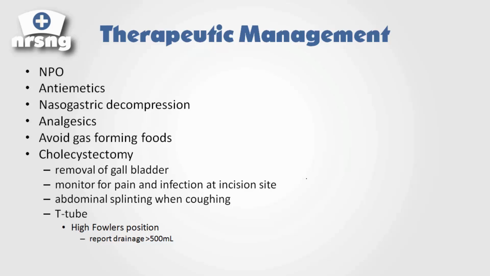So what's going to be our management for this? First of all, we want to keep our patient NPO. Keeping them NPO is going to decrease the stimulation for bile, which is going to eliminate that pain reaction, and it could help prevent some of this inflammation. We're going to give them antiemetics to help with the nausea and vomiting. We can insert a nasogastric tube to help with decompression of the stomach. We can also give analgesics, and we're going to want to avoid gas-forming foods. And all this is going to be leading up to what is known as a cholecystectomy.